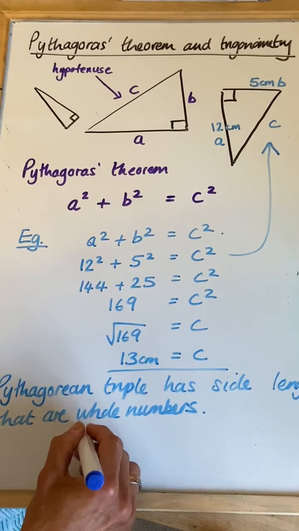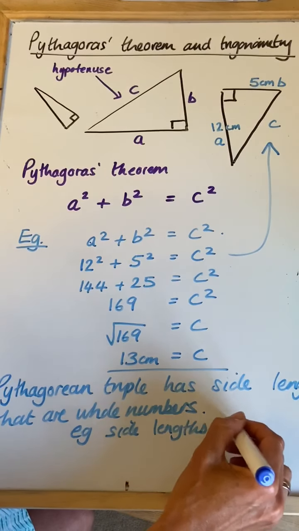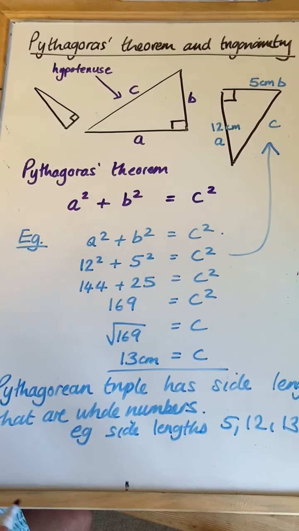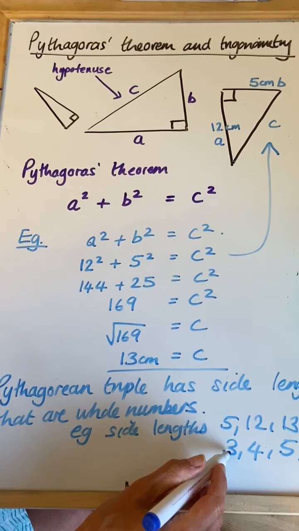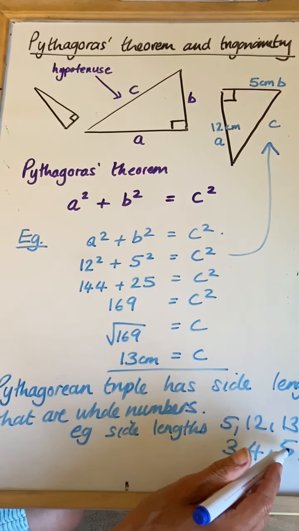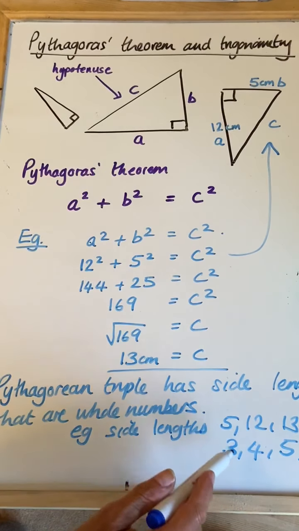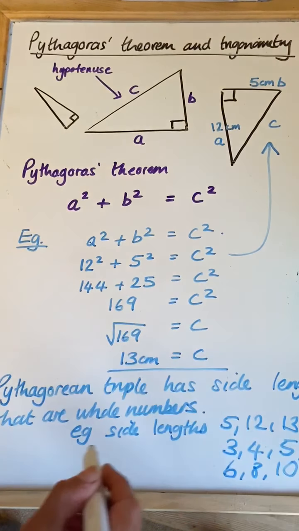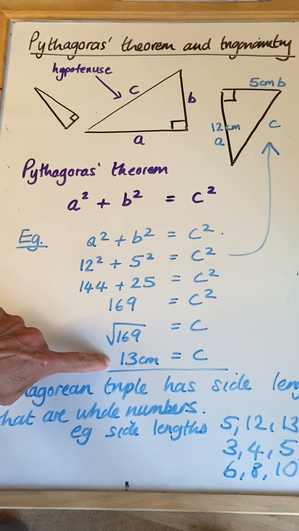So for example, side lengths 5, 12 and 13, because 5 squared plus 12 squared is 13 squared. 3, 4 and 5 also work. 3 squared is 9, 4 squared is 16, 5 squared is 25, which is 16 plus 9. So those ones work, and also multiples of them. So you could have 2 times that one, 6, 8 and 10. That one would work as well. Okay, so that's a straightforward example where we're trying to find our longest side.